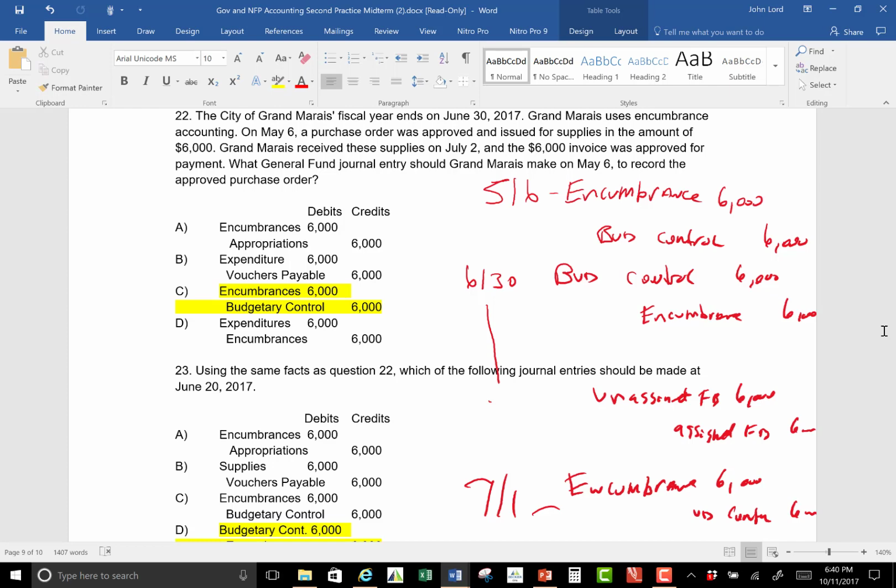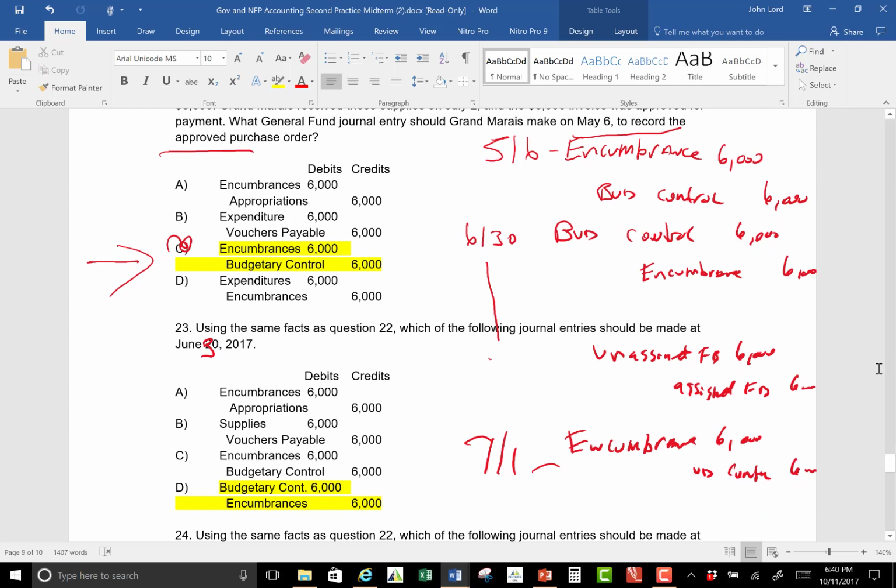Okay, so now with all that, what should we do on May 6th? Debit the encumbrance and credit the budgetary control? Is that what we did? Okay. What should we do on June 30th? On June 30th. I don't know why I put June 20th, typo. June 30th, we should do what? Debit budgetary control and credit encumbrance for $6,000.